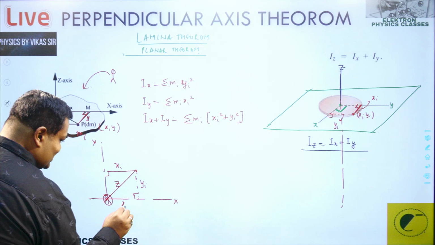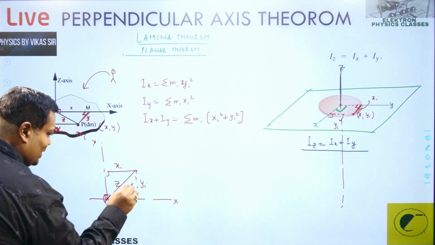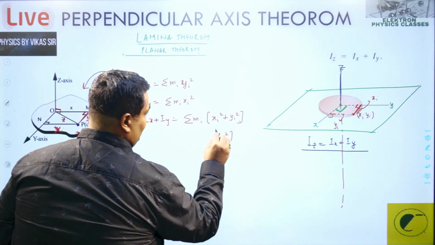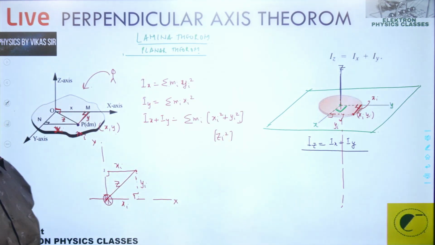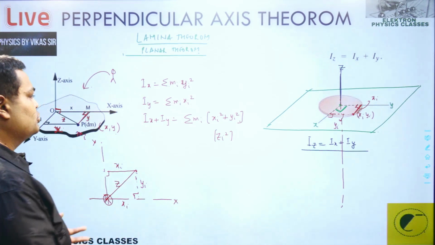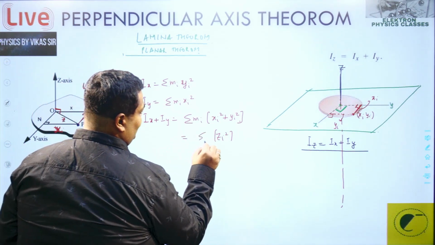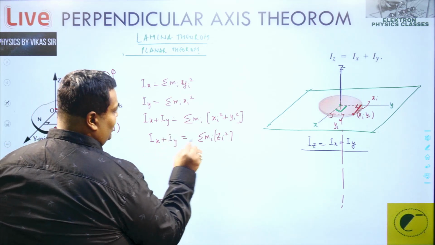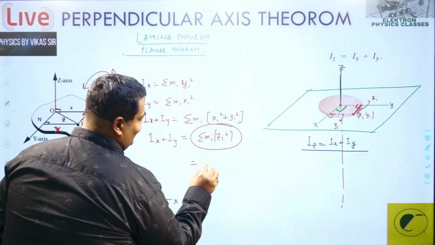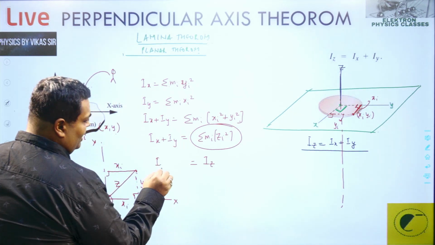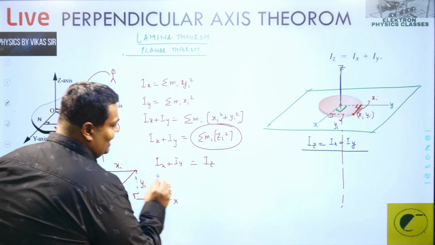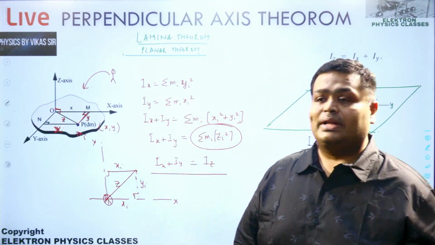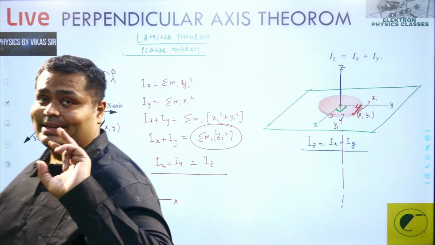So this side is xi. This is yi. Pythagoras. I get xi square plus yi square as zi square from the diagram. So simple. So this becomes summation mi zi square. That's Ix plus Iy. And what is summation mi zi square? That's Iz. So we receive Ix plus Iy as equal to Iz. Right? So that's the moment of inertia theorem. That's the second theorem in line.